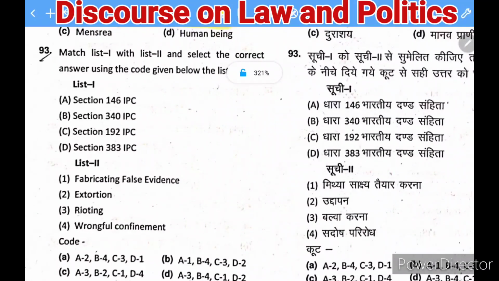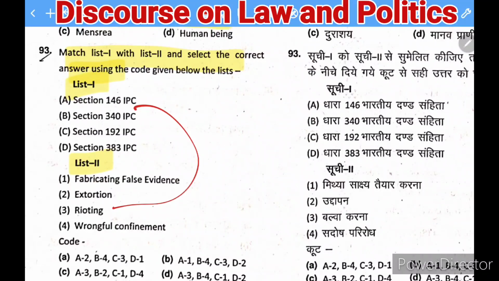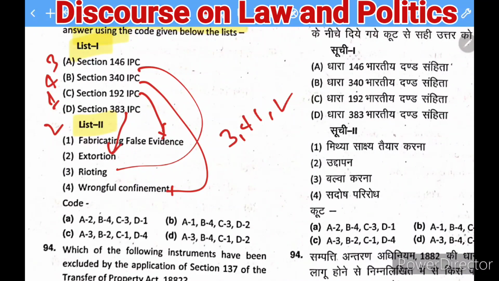Moving to the next question, and again it is a matching-the-list question. List 1 and List 2. List 1 is about the provisions, and List 2 is about the kinds of offence. So let's start the matching here. Section 146 belongs to rioting, so for A you can write 3. Section 340 belongs to wrongful confinement, so you can write 4. Section 192 of the IPC belongs to fabricating false evidence, you can write 1. Section 383 of the IPC belongs to extortion, so you can write 2. So the correct code is 3, 4, 1, 2. Just go to the options, and you can see the correct code is given in D. So this is the right answer.